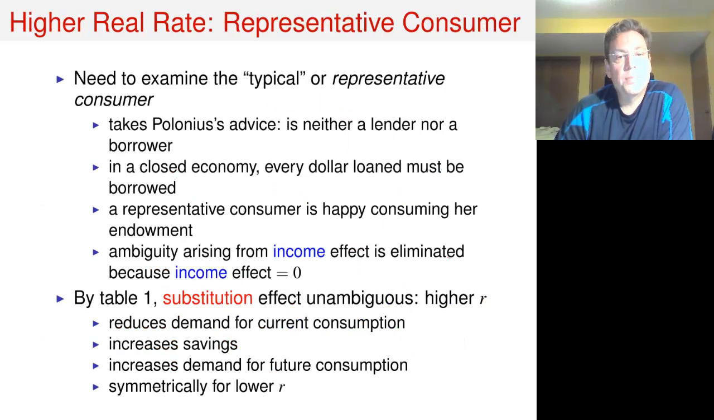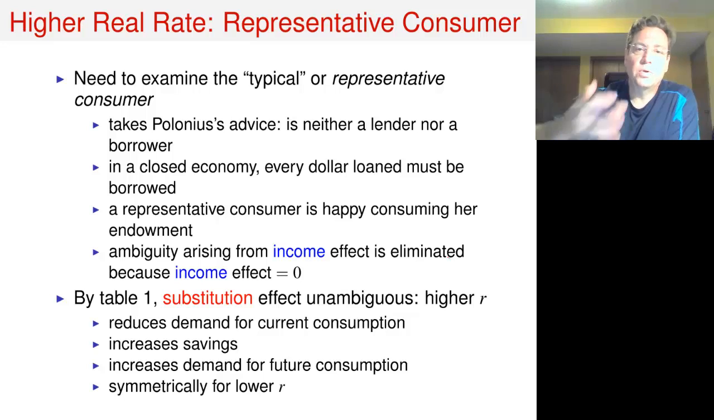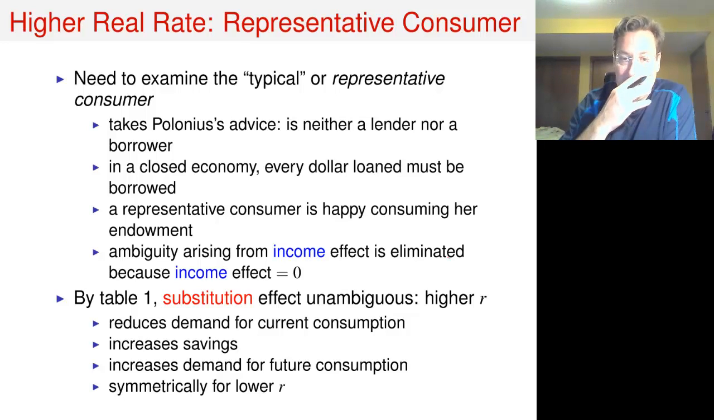So what are we going to do about this? Well, we're going to look at what's called the representative consumer. And there are two ways to think about this. One is you can just say, okay, we're neither going to be a borrower nor a lender. Or you could think that if you're in a closed economy, meaning you're not trading with other countries, then every dollar that gets loaned has to also be borrowed by somebody in that economy.